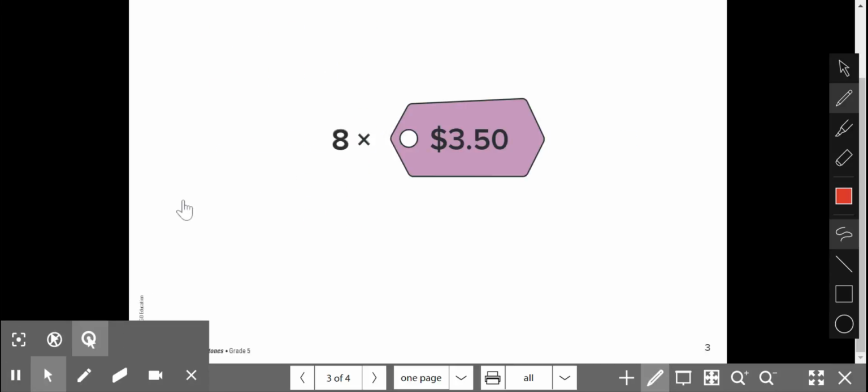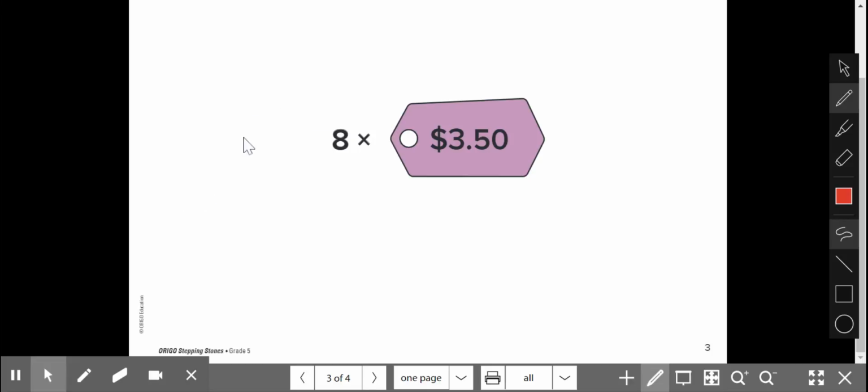Now we can at least look at a strategy using some money here at least. Let's say that we're going out and we're going to go buy 8 things for $3.50 each. Well, I need a way to be able to figure out what 8 times $3.50 is. That's not the simplest math in the world. I'd really love to be able to get this to be a whole number.